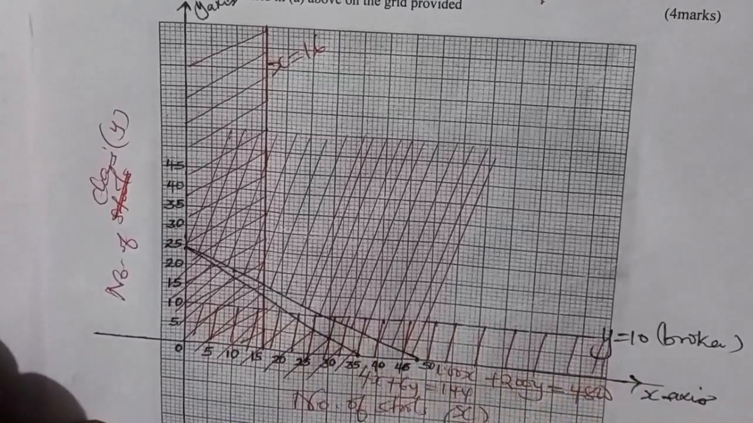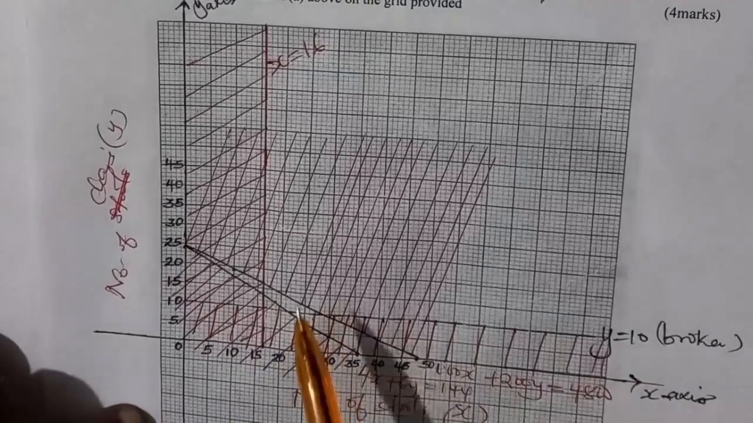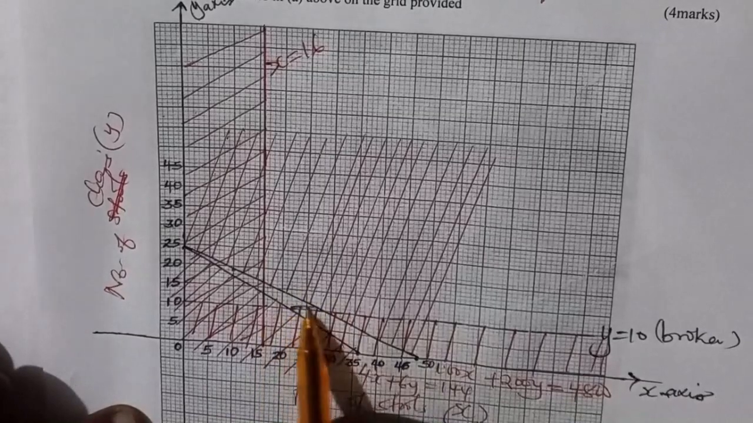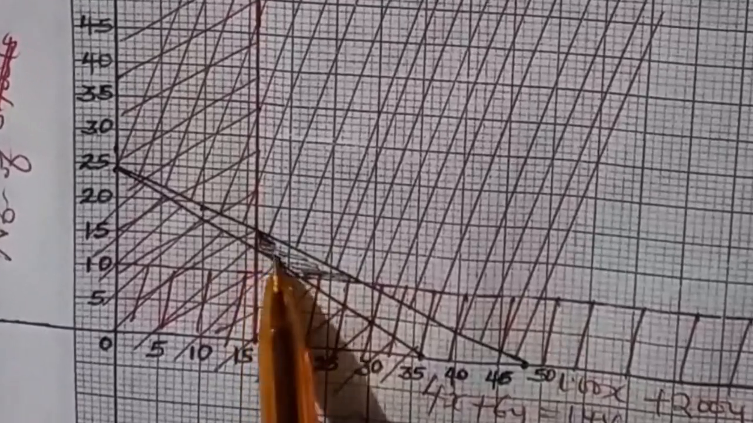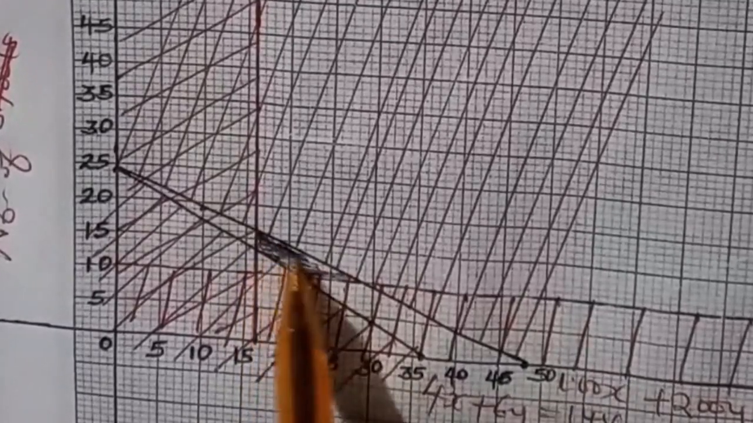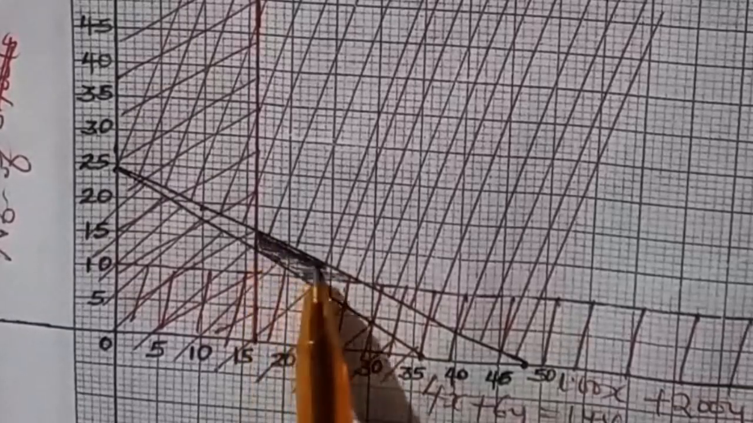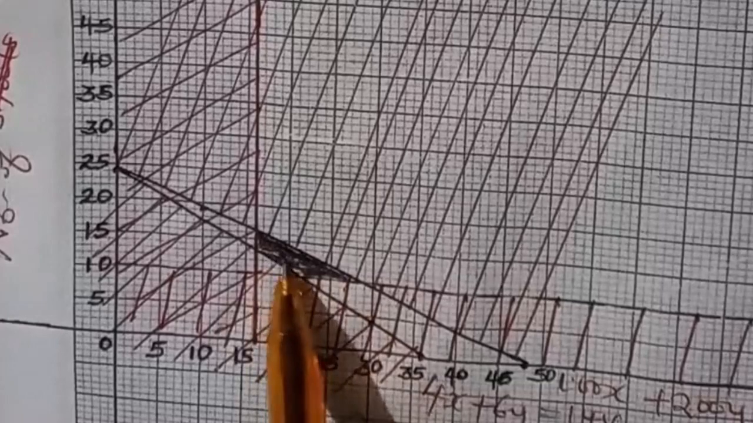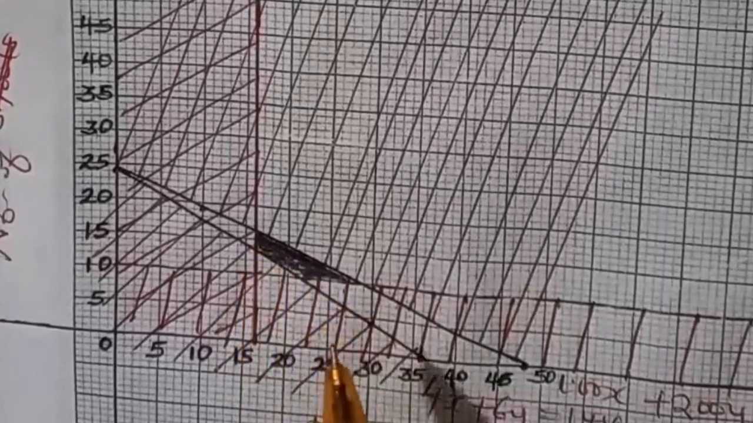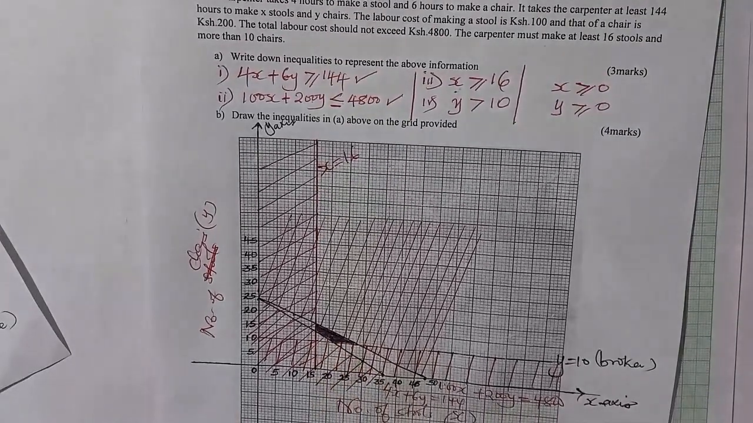Now, look at the region that is left unshaded. You need to be very keen with this region. We have a region here. I'll shade it so that you can see it. This region is the required region, where we have the inequalities that satisfy all those. So the required or feasible region is here. Any point that you pick here will satisfy all the inequalities that we have plotted. And you've done it.